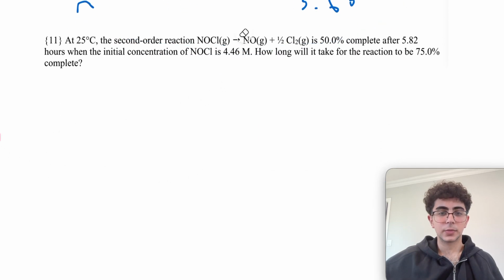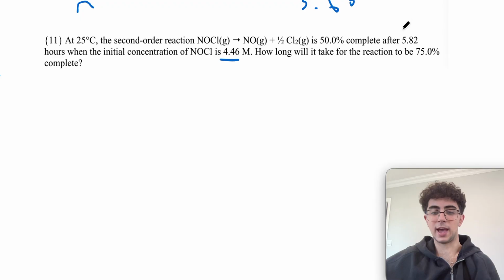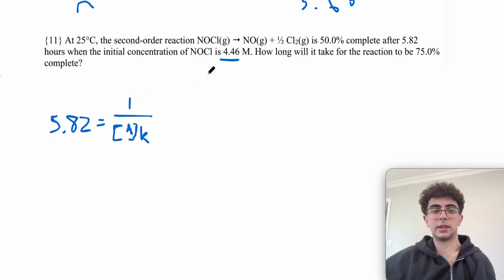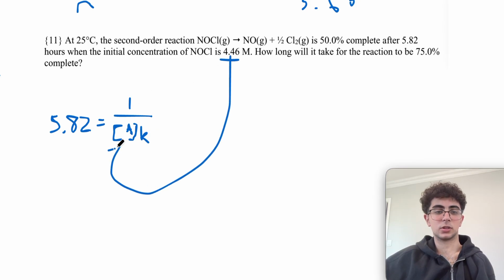Finally, this one says the second order reaction is 50% complete after this many hours when the initial concentration is this. How long will it take for it to be 75% complete? So 50% complete is the half-life. It says the half-life is 5.82 hours. So 5.82 equals the half-life. Well, the half-life for a second order reaction, as we showed earlier, is 1 over A0 k. And it gives us the initial concentration, so when I plug that in, I can solve for k.